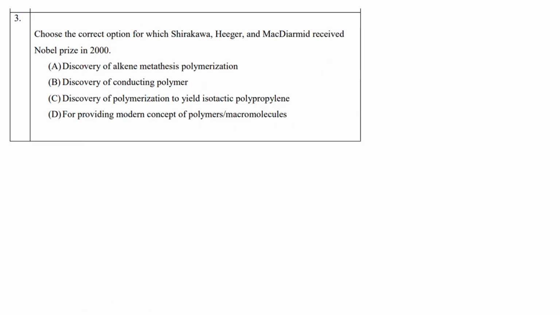Now coming to this, we can see the options and decide the answer. Discovery of alkene metathesis is not the discovery of conducting polymers. So option B, the conducting polymers, is what they have given the Nobel Prize for. That should be the option. And isotactic polypropylene is not one, nor is macromolecule. So option B would be right.